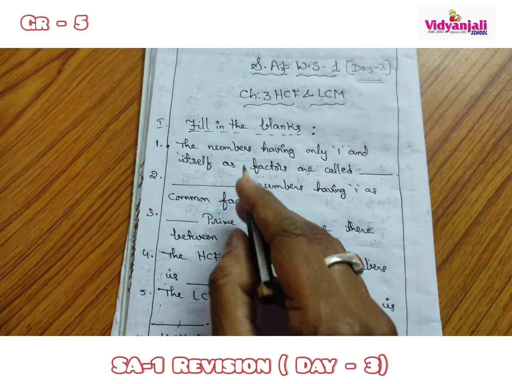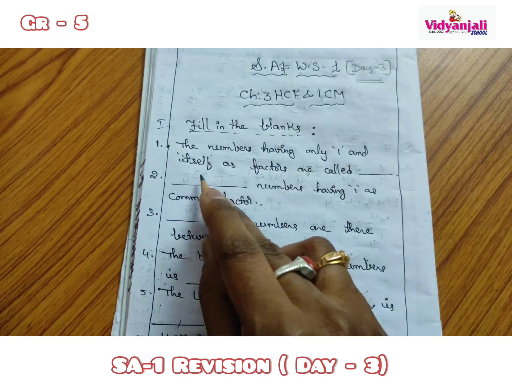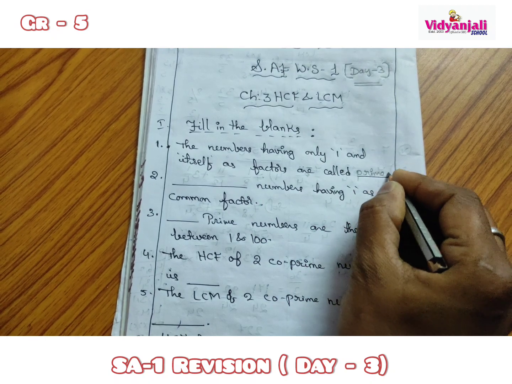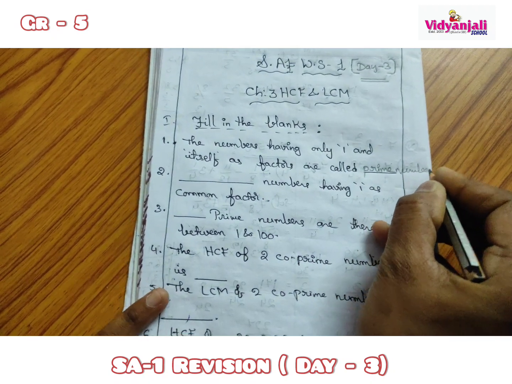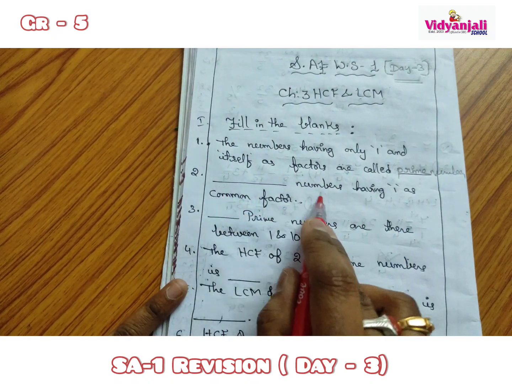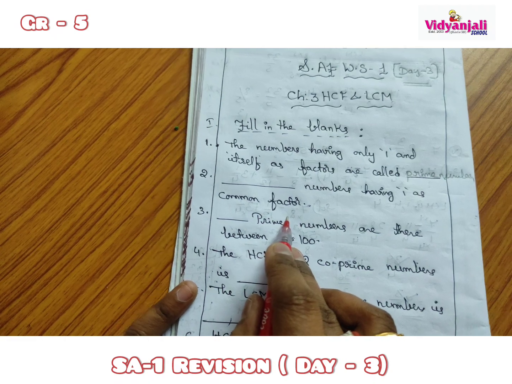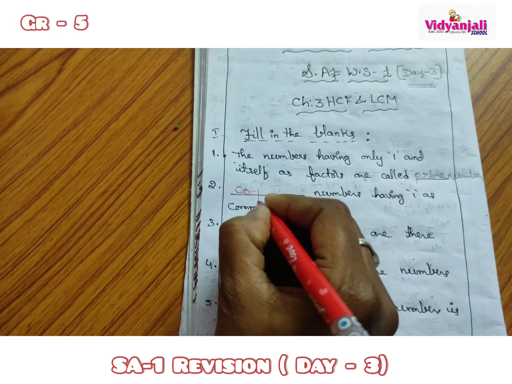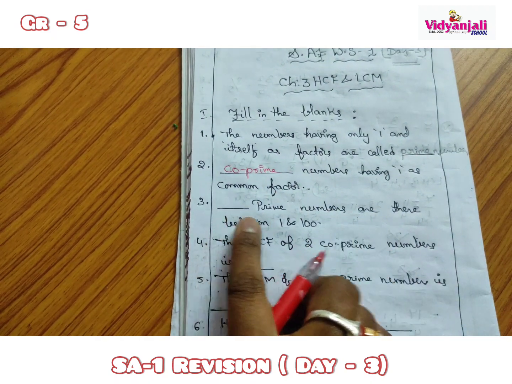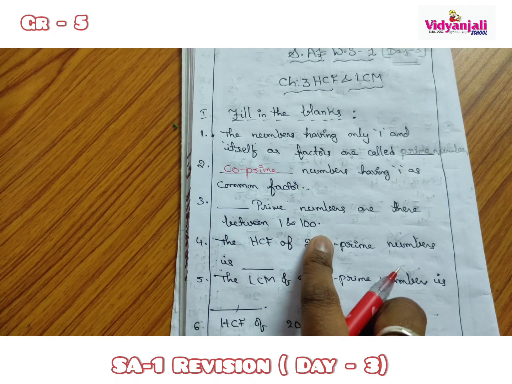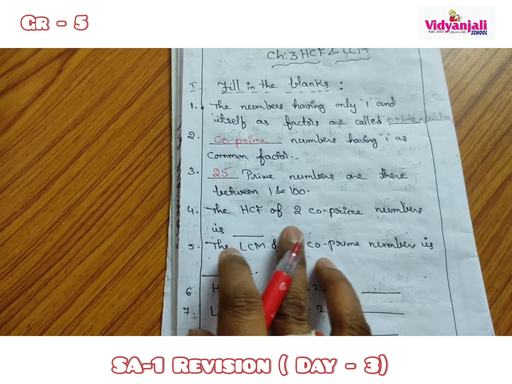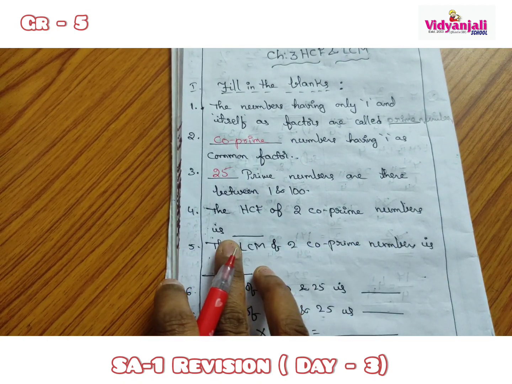Let's discuss them. The numbers having 1 and itself as factors are called prime numbers. Okay, prime numbers. The numbers having 1 as common factor, which numbers are those? Co-primes. Co-prime numbers will have 1 as common factor. How many prime numbers are there between 1 and 100? 25 are there.